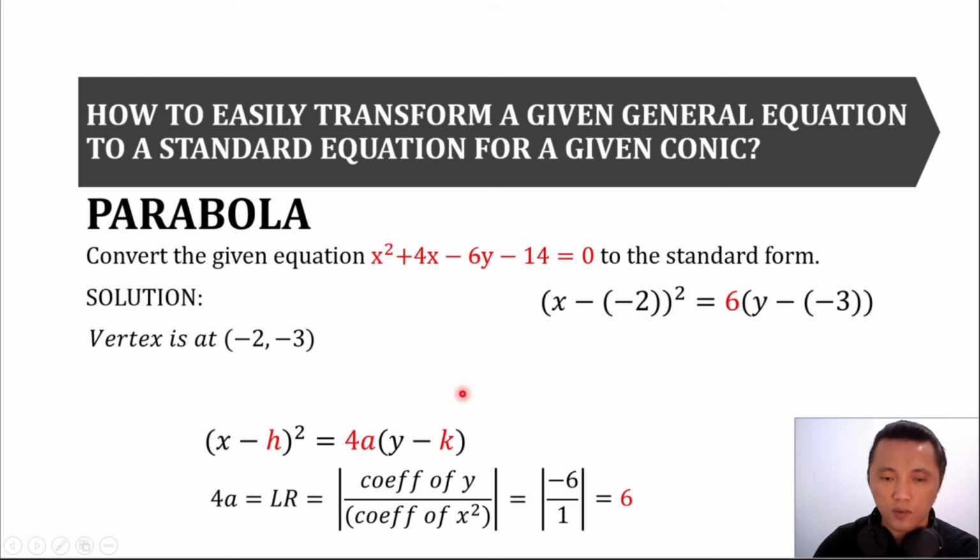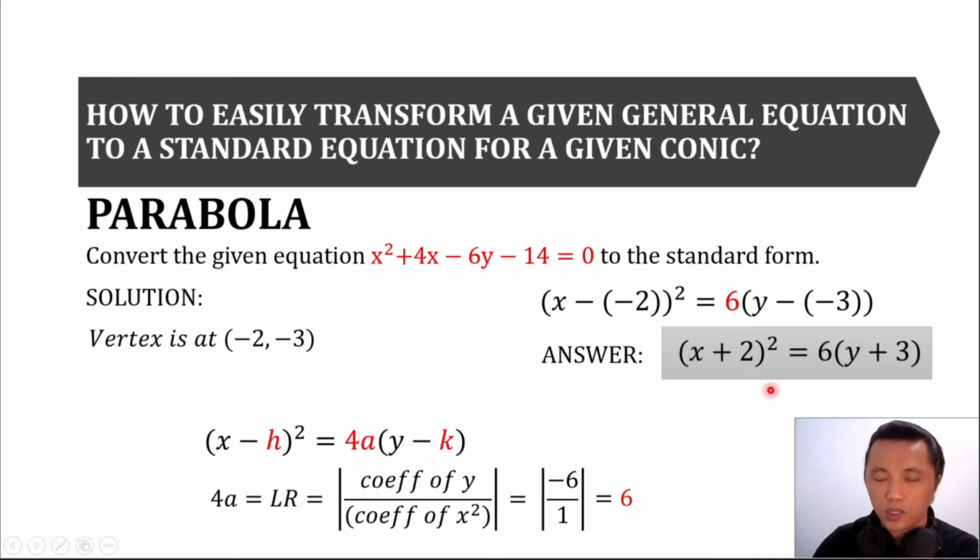So when we substitute the given equation, this is h, this is k, and this is 6. So just substitute all the given, and this is now your standard form. So that's very quick, right? So first you locate the vertex, then find the relative standard form. So this is the standard form that will fit the given general equation. Then solve for the latus rectum, or the value of 4a. Now you have your latus rectum. Substitute all the given to the standard form.